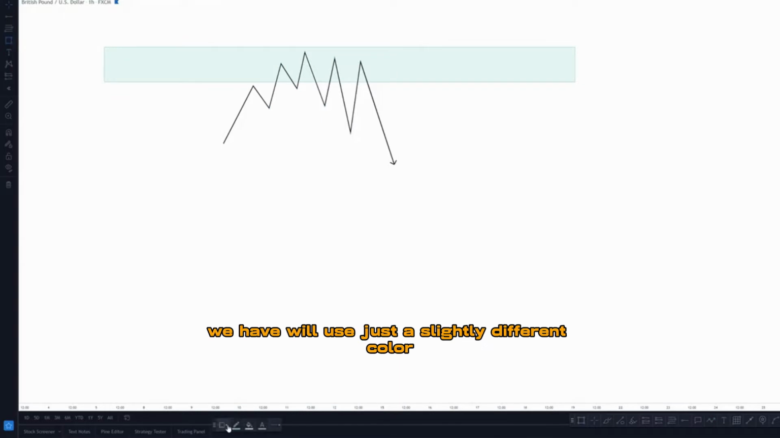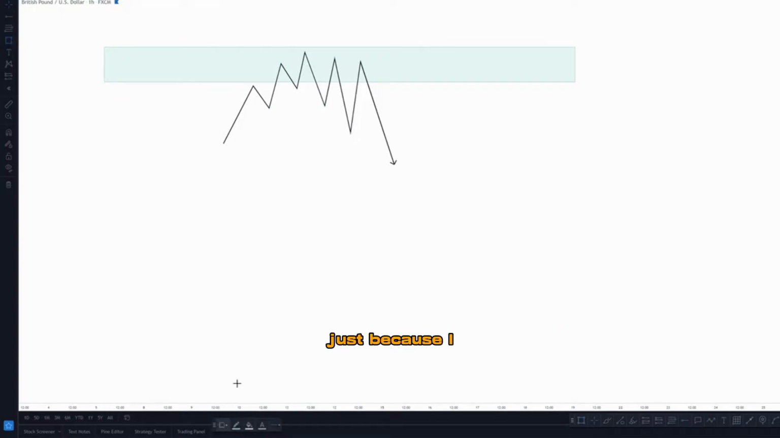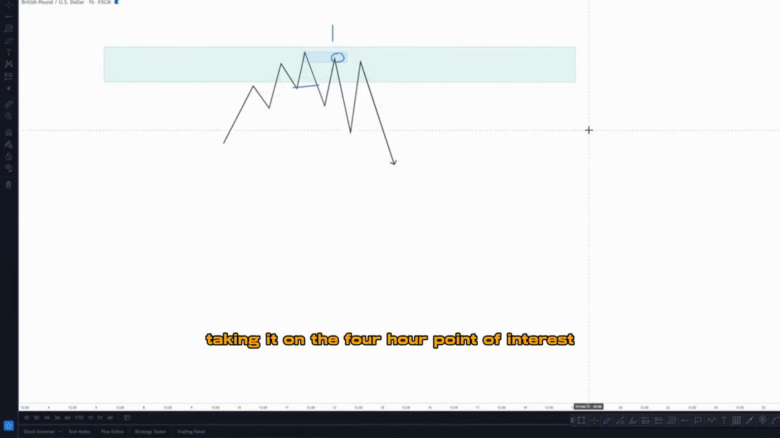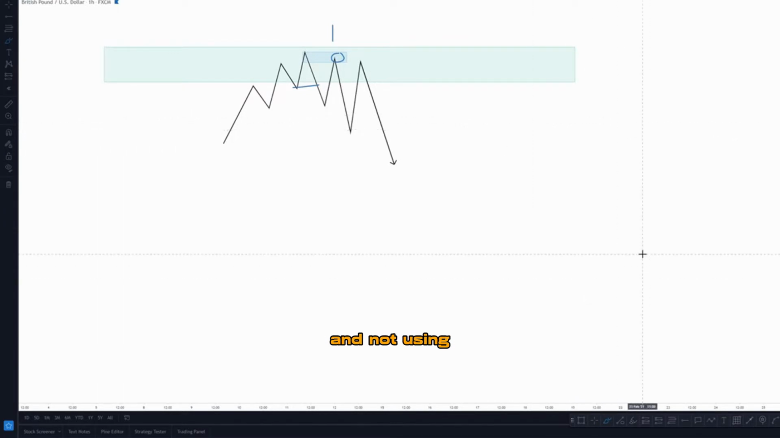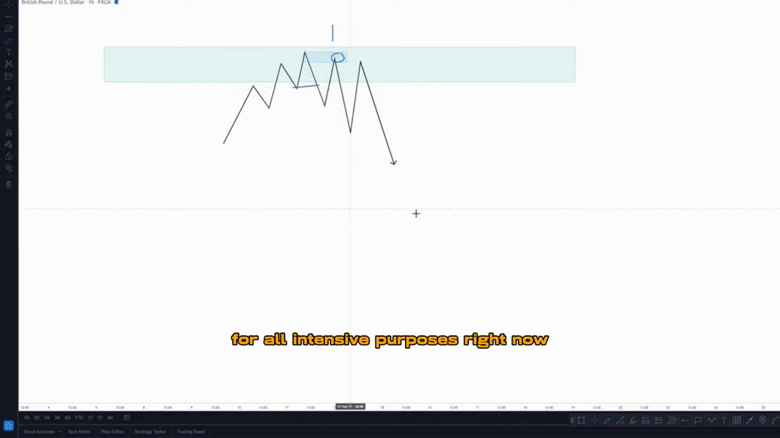We'll use a slightly different color just because it makes it a little bit easier. So we'd have our first point of interest, because we've broken this bit of structure here, so we could look to take that entry. That would be entry number 1. I was calling it a risk entry, but I think there was a little bit of confusion there, since the risk entry is taking it on the 4-hour point of interest with the limit order, not using lower time frame, waiting for that break of structure and continuing. So we'll call it entry 1 for all intents and purposes right now. Then we have our secondary entry, which is a little bit less confusing. It's a double confirmation entry. We break structure for a second time and we can look to enter there.